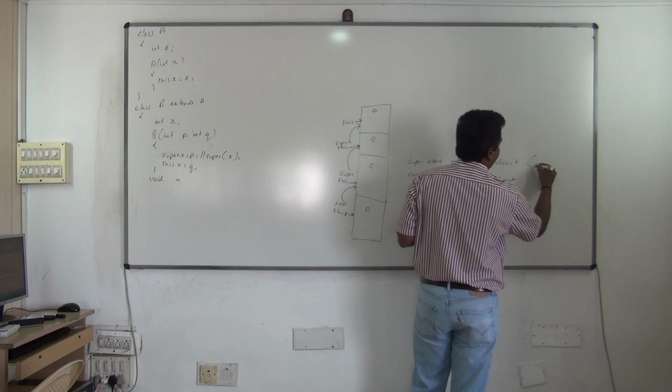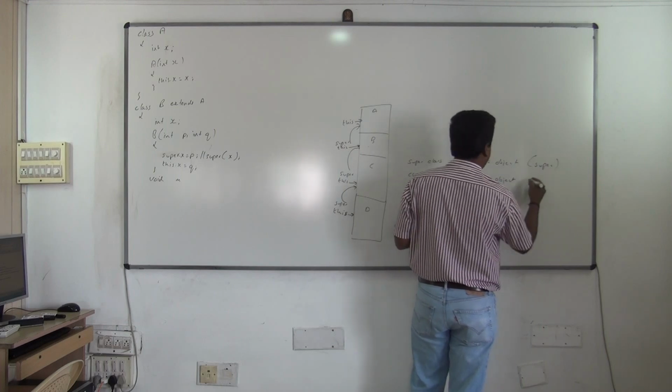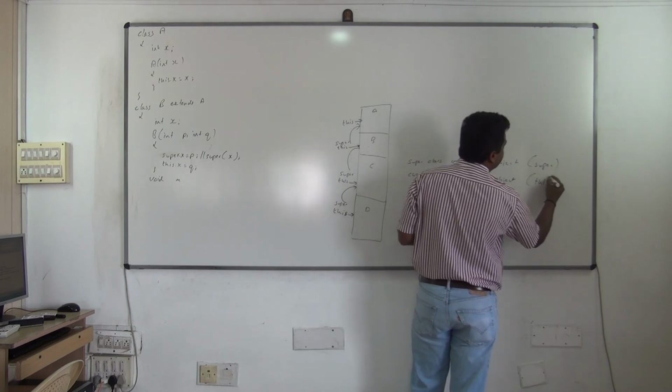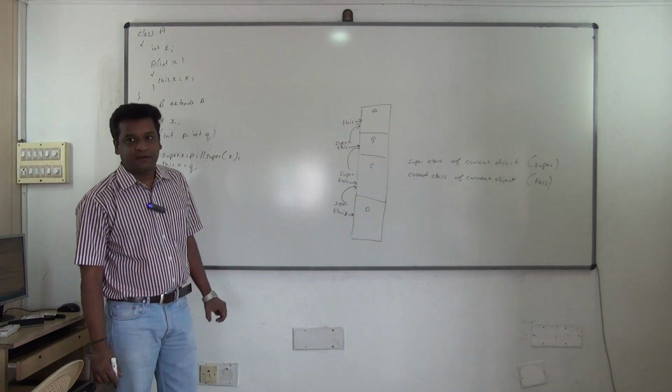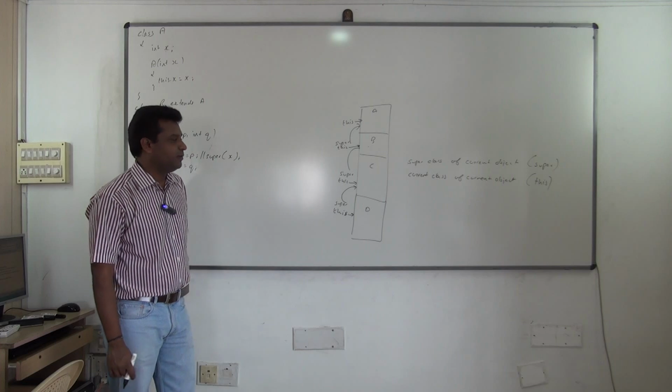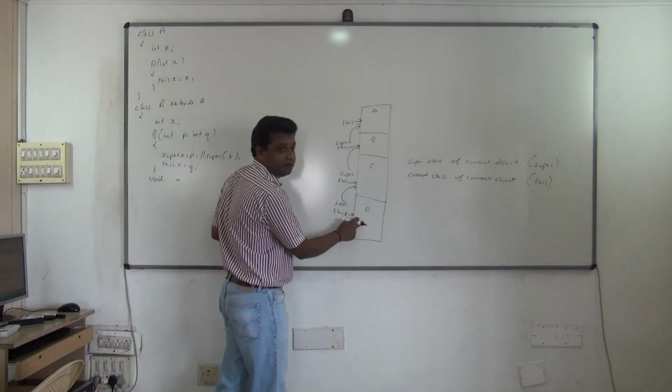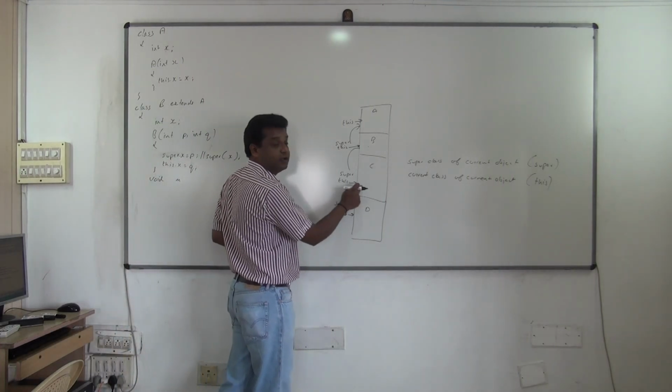Superclass of the current object, which keyword will you use? The super keyword. Current class of the current object, which keyword will you use? The this keyword. That's the difference. Understood? Slowly you'll get the point. This point is very important. If I use this here, it will be referring to this. Super means it will refer to the immediate superclass.